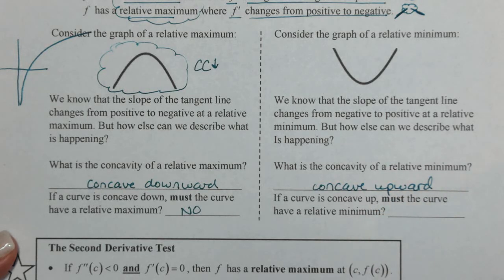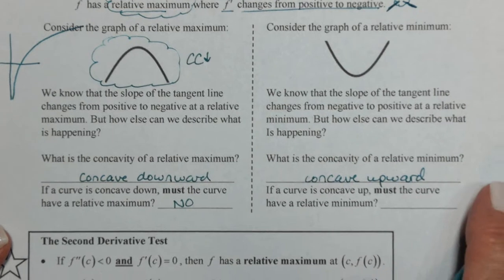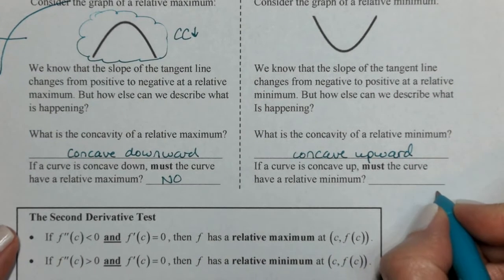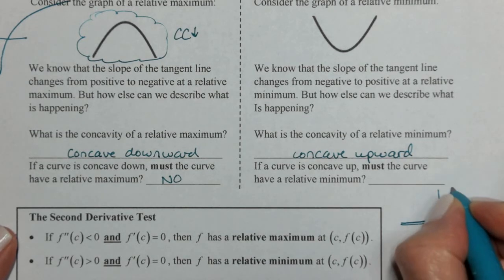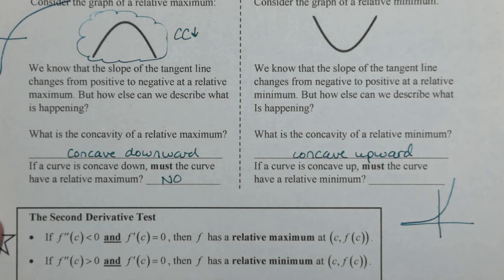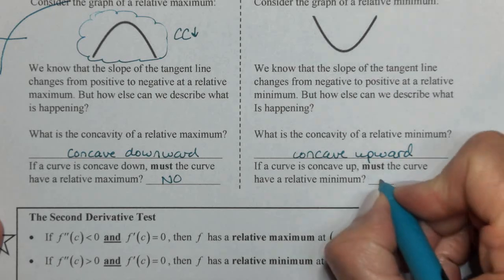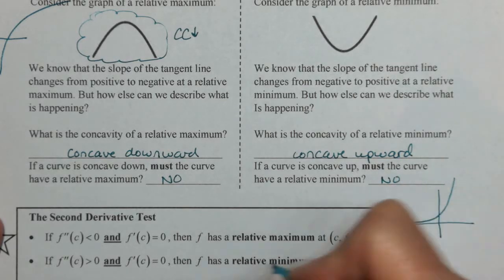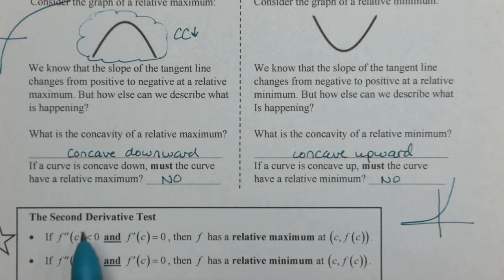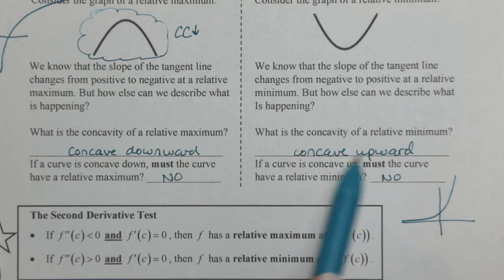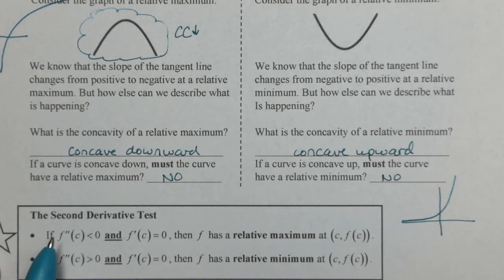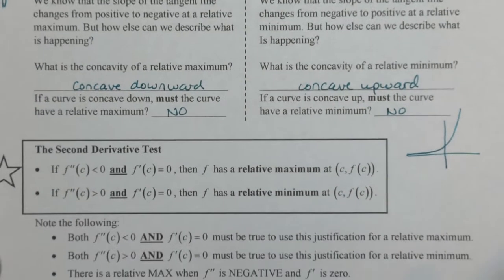If a curve is concave up, must the curve have a relative minimum? Similar to natural log, that makes me think of e to the x. E to the x's graph is always concave up, but it has no relative minimum. So absolutely not, it doesn't have to. But if we do have a relative min, we can be concave upward.